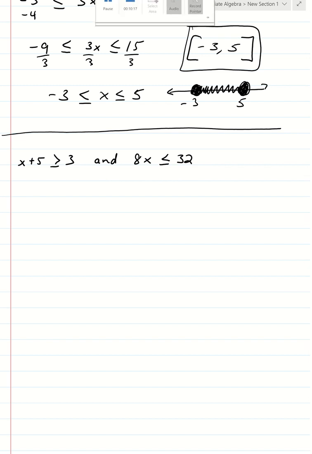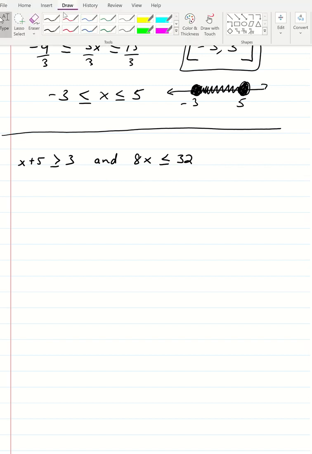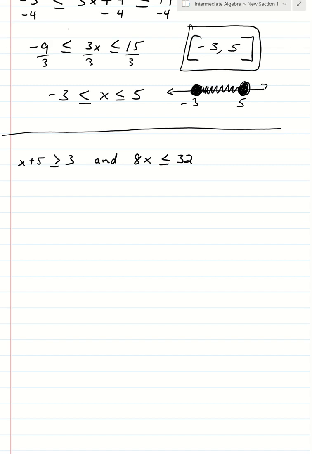Now, in order for me to do that, it might be easier if I see them with different colors. So I'm going to do the first one in red. I'm going to start by subtracting 5 over. And that gives me x is greater than or equal to -2. So this solution here in red satisfies the first inequality.